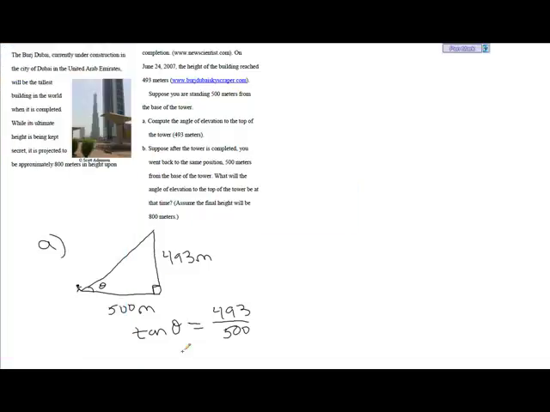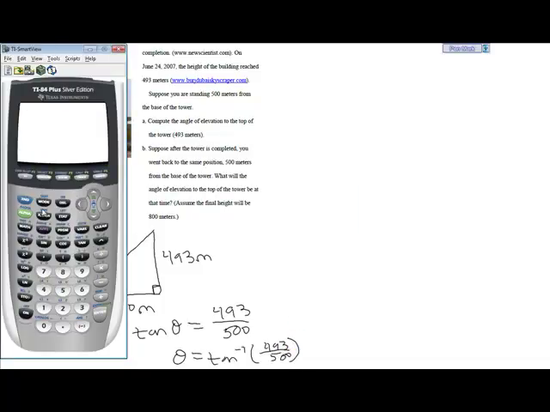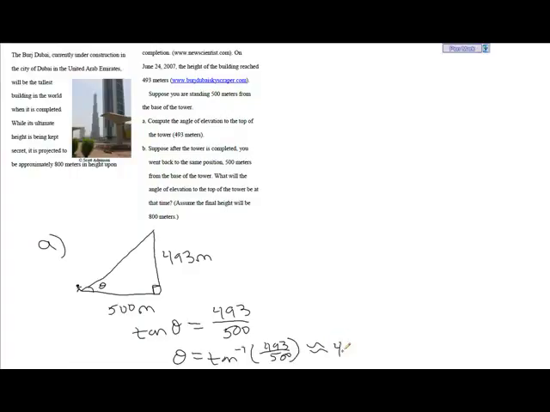Okay, well, now we need to solve for theta, so we take the inverse, and the inverse tangent of 493 over 500 is going to be, make sure we're in the proper unit. So right now I'm in radians, so I will go ahead and go to degrees. You could do it in radians as well, but degrees is probably a little bit more likely in terms of what we would do. So inverse tangent of 493 divided by 500, and we find that the angle of elevation is about 45 degrees. So we'll say approximately 45 degrees.